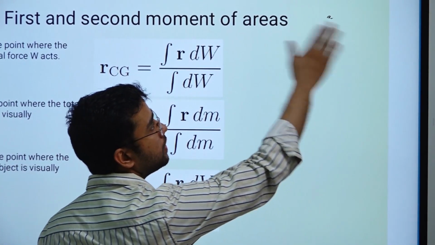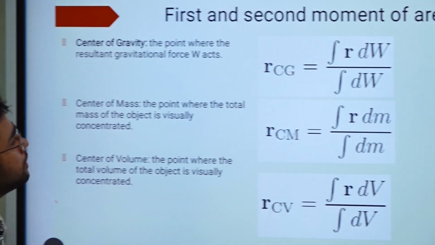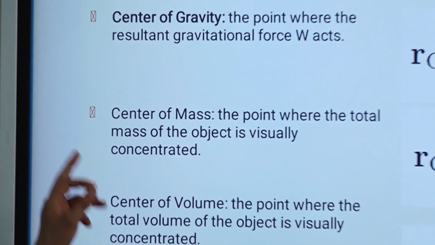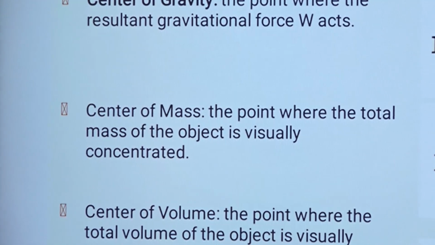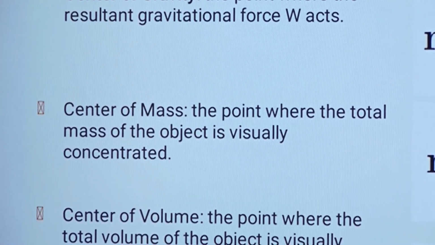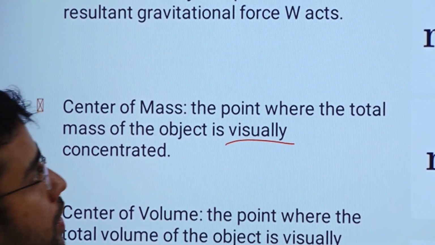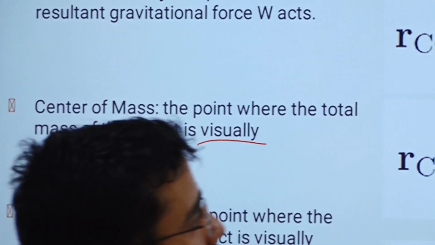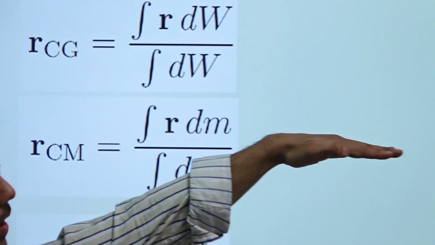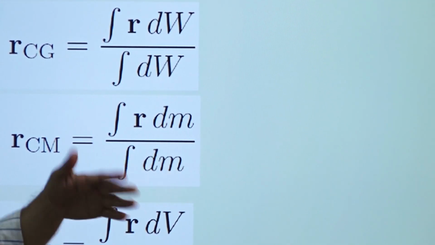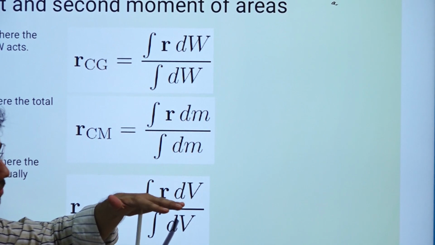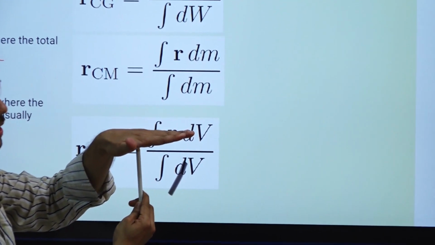The point where the resultant gravitational force W acts. I will explain all these things in a little hurry, then we'll move to virtual work. What is center of mass? The point where the total mass of the object is virtually concentrated. What is the meaning of virtually? In center of gravity, you are showing only this part. Suppose it is my palm and I can make it static in equilibrium at this point, right?